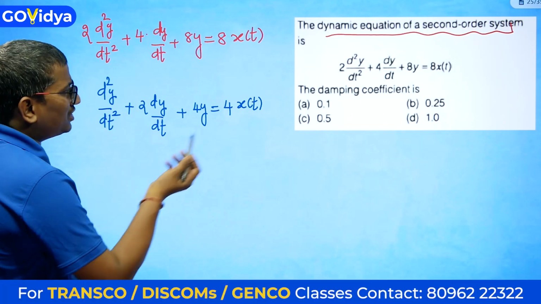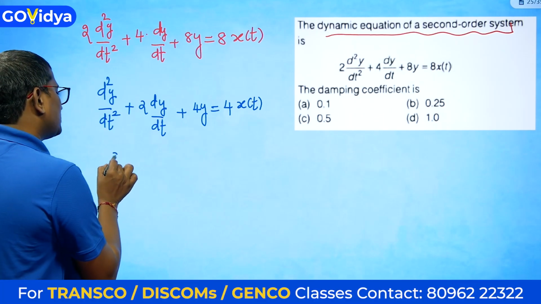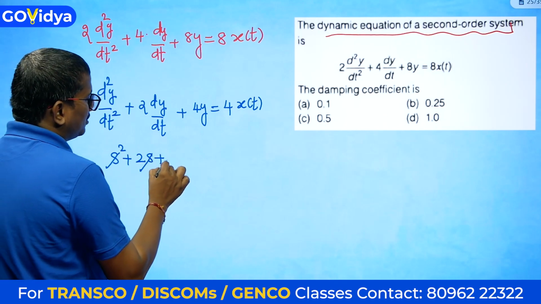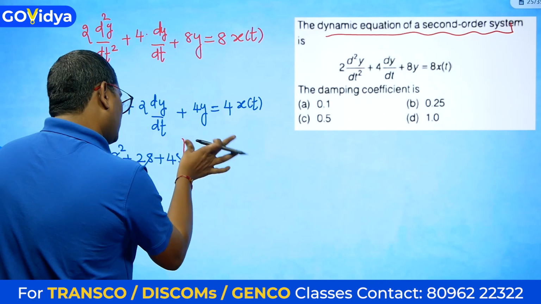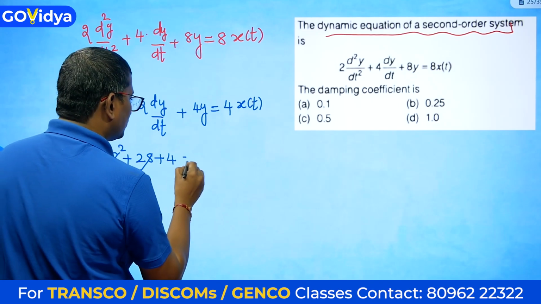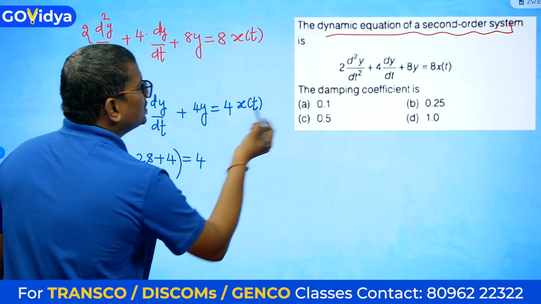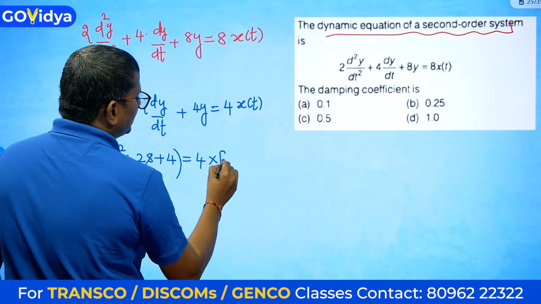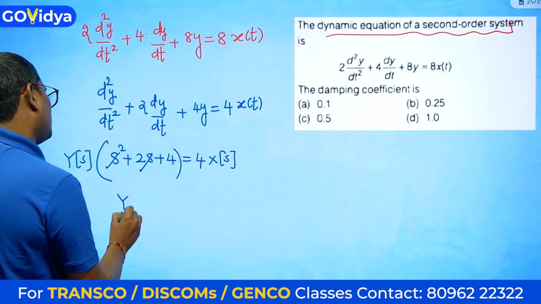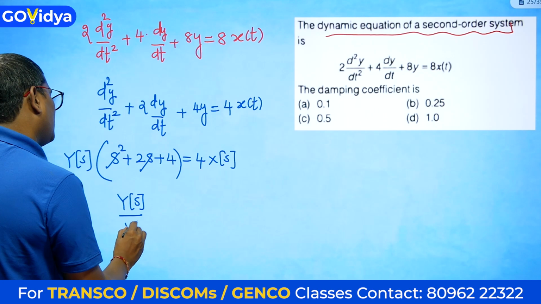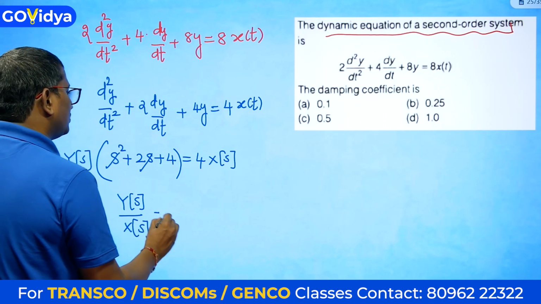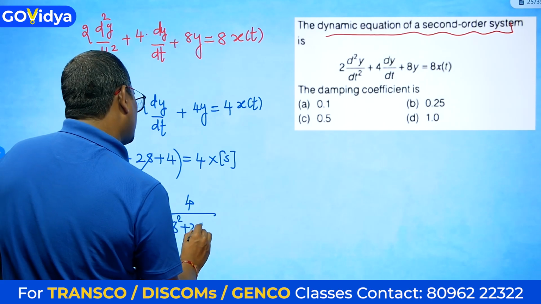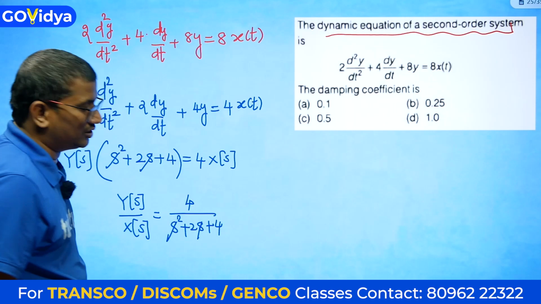Now what we need to do? Simply apply Laplace to this, because they have not mentioned any initial condition. So what is this? s square plus 2s plus 4, into y of s, which is equal to 4 into x of s. So what is the transfer function? Y of s by x of s is equal to, what is this? 4 upon s square plus 2s plus 4. This is what we got.